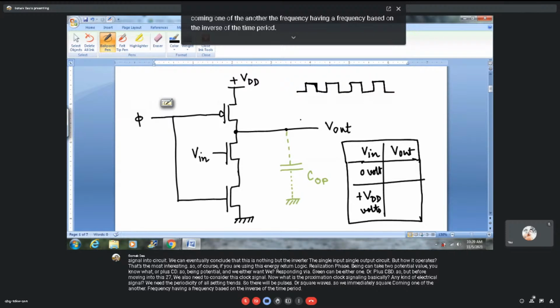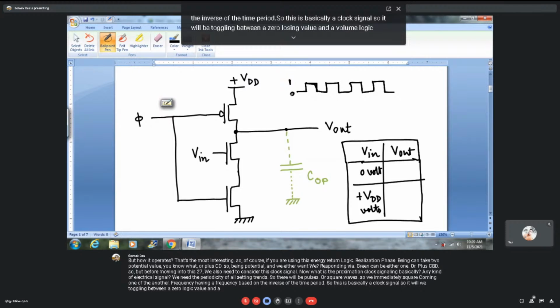So this is basically a clock signal. It will be toggling between a 0 logic value and a 1 logic value, or 0 volt and plus VDD amount of potential in amplitude. So 0 and 1 represent, of course, 0 and plus VDD in terms of voltage.